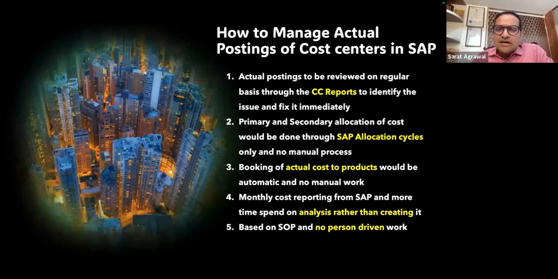Now, how to manage the actual postings in the cost center accounting? Actual costs which are posted, we can check in the cost center report, and we can check whether the costs are getting posted in the right cost centers or not. So that is one basic check. Secondly, the primary and secondary allocation of costs is also there by way of an allocation cycle. We can do that. Then third, the booking of actual cost to product would be automatic, without any manual work involved.